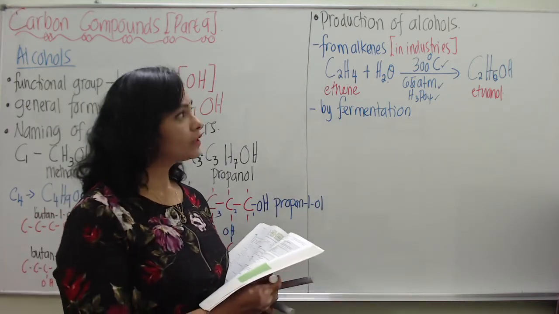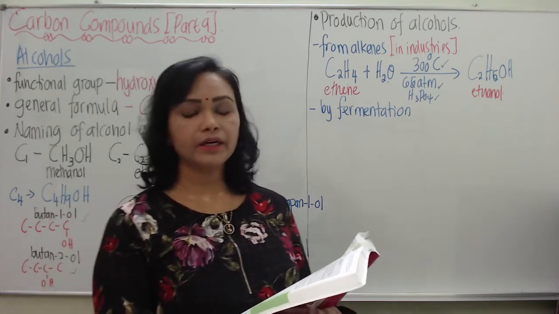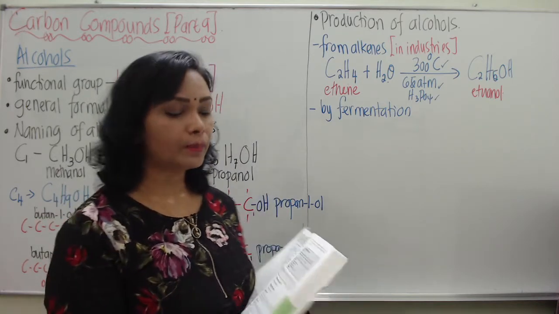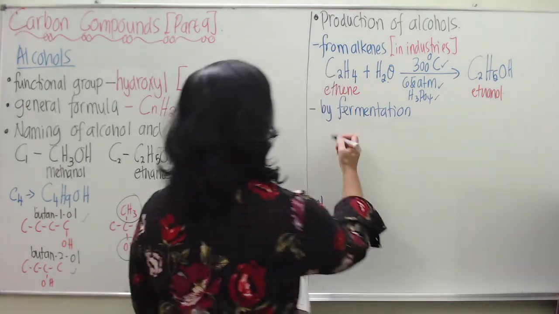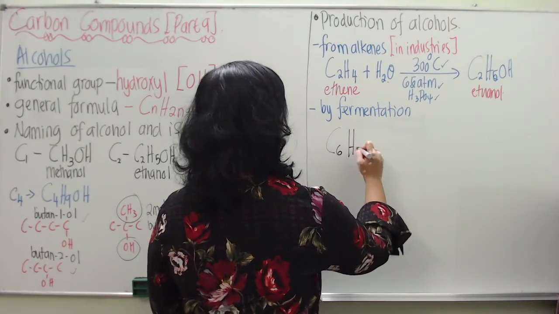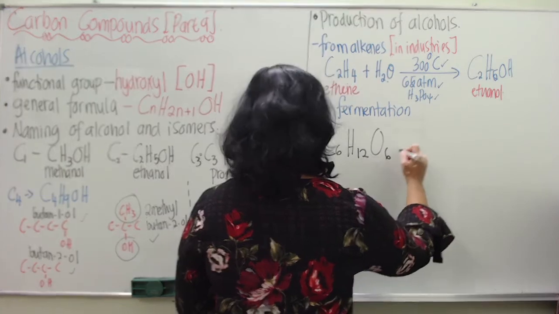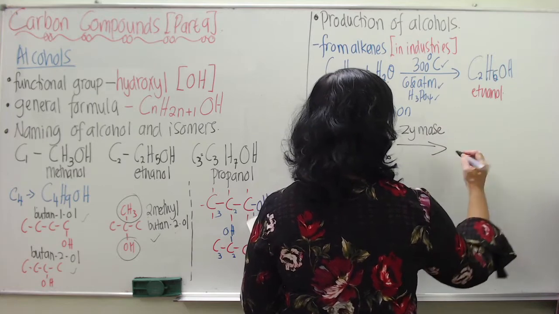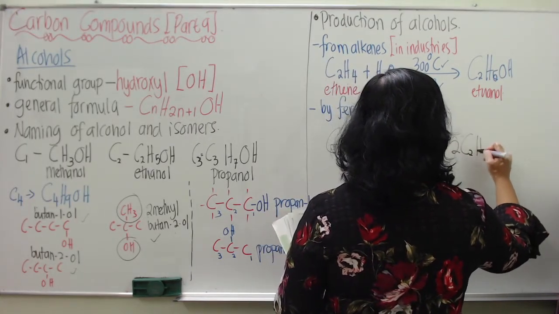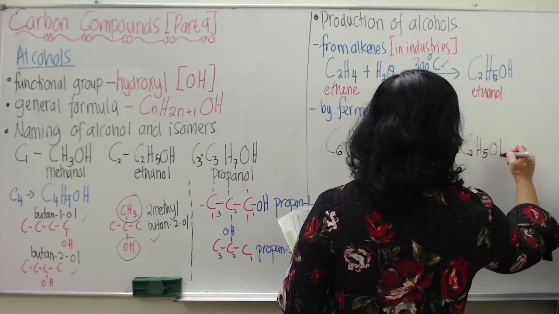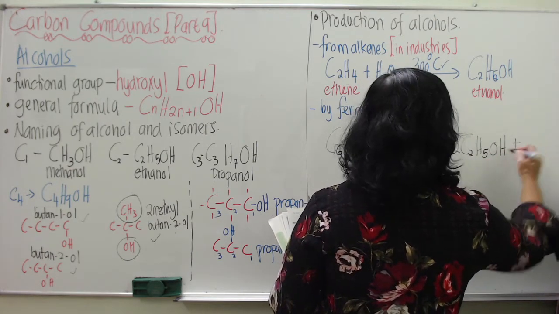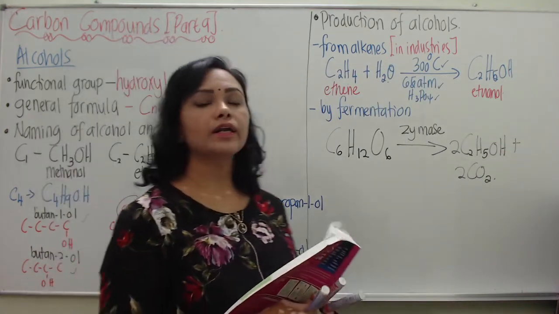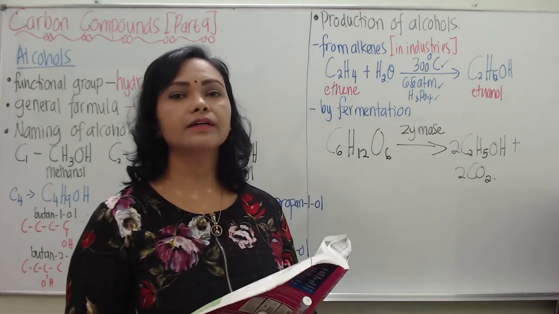But if you want to produce alcohol in the laboratory, usually we can produce ethanol through the process of fermentation of glucose, where this happens using zymase enzyme. So this is how you produce alcohol or ethanol, namely in the laboratory.